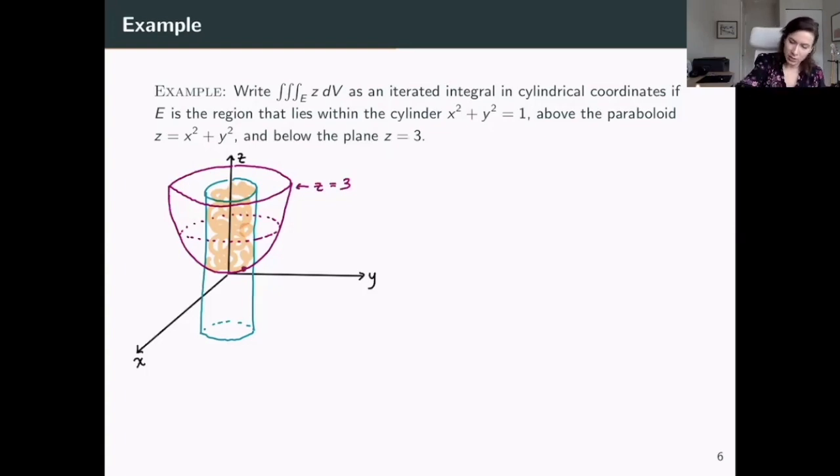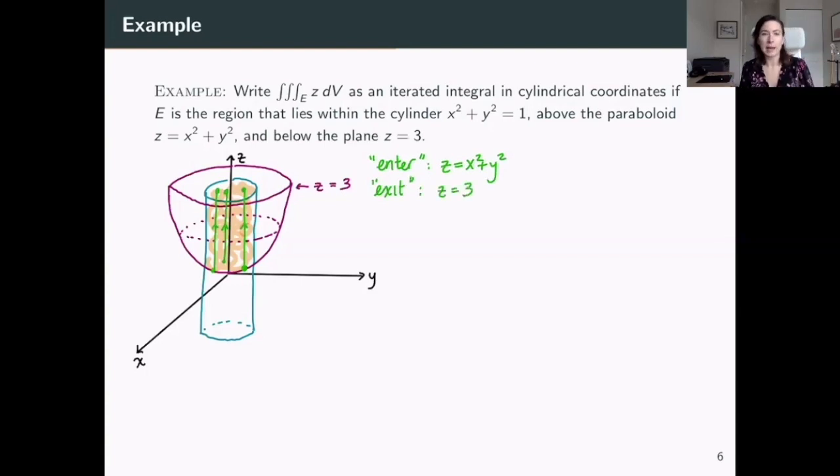We're always going to enter, I'm changing my color here, at the bottom of the paraboloid, and then we're going to come up through the paraboloid. Same thing, entering at the bottom, coming out through the top. Here we can see that we always enter our volume when z is equal to x squared plus y squared. And we're always going to exit when z is equal to 3. We're cutting off at that point. That is where we're going to be exiting.